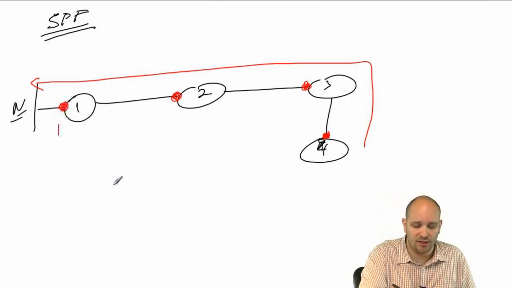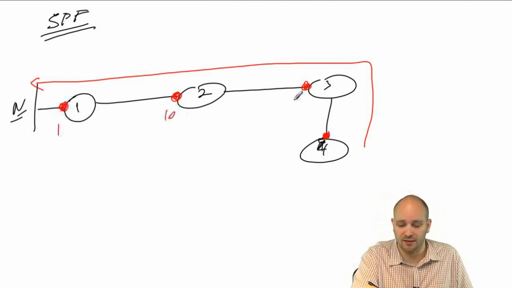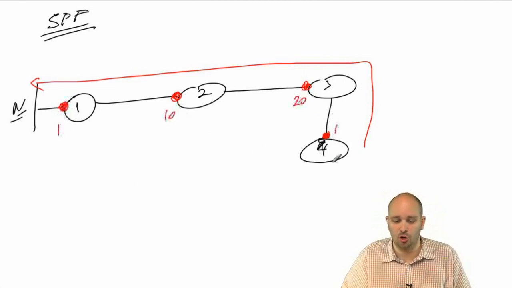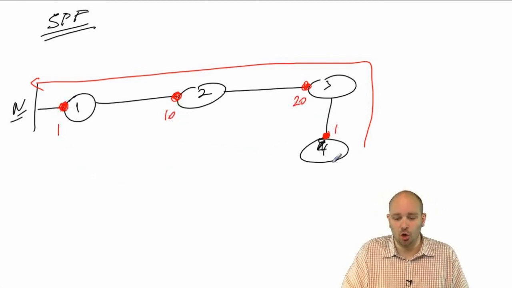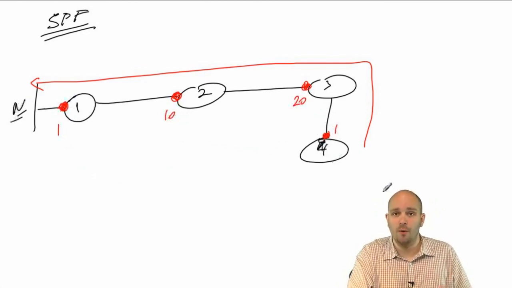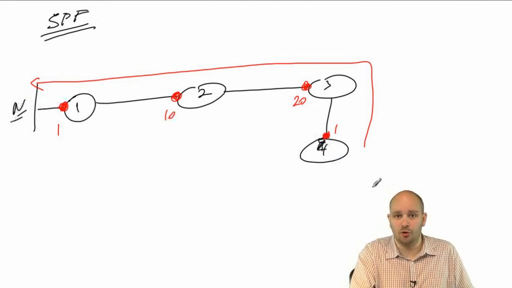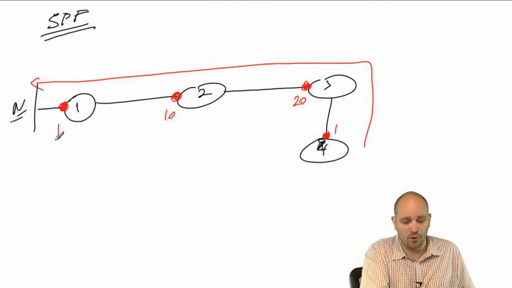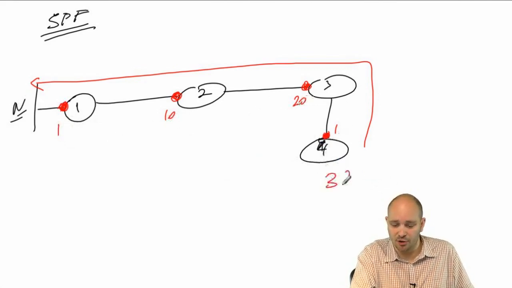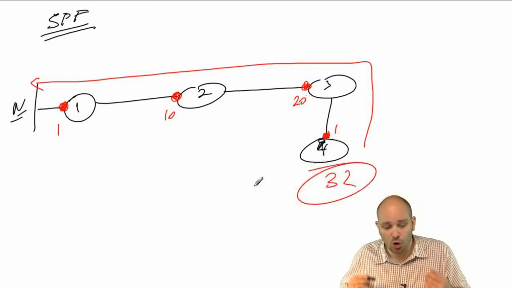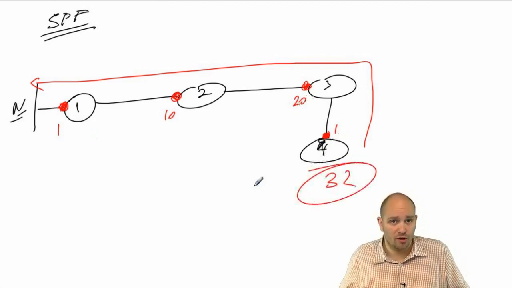So let's say that the cost here was 1, that the cost here was 10, that the cost here was 20, and let's say that the cost here was 1. So if we wanted to calculate what is going to be the cost from router 4 to N, here we are simply going to add these up. So we are going to have 1 plus 10, that's 11, plus 20, that's 31, plus 1, that's 32. So we are going to have the cost of 32 for this path.